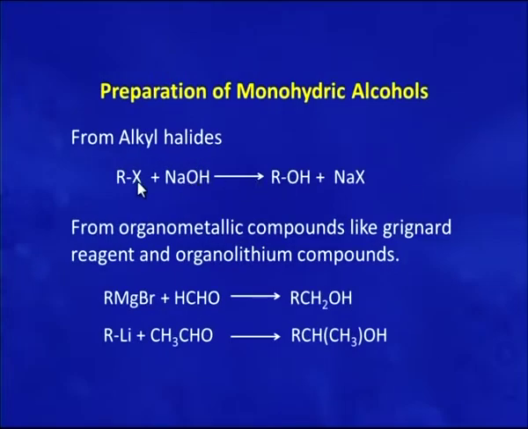Alcohols can also be prepared from alkyl halide by nucleophilic substitution reaction, and we can prepare alcohols starting from Grignard reagent. If we treat Grignard reagent with formaldehyde, a primary alcohol is formed. If we treat this alkyl lithium with acetaldehyde, a secondary alcohol is produced. These methods are discussed in relevant chapters in detail. We are not going to discuss them in detail here.